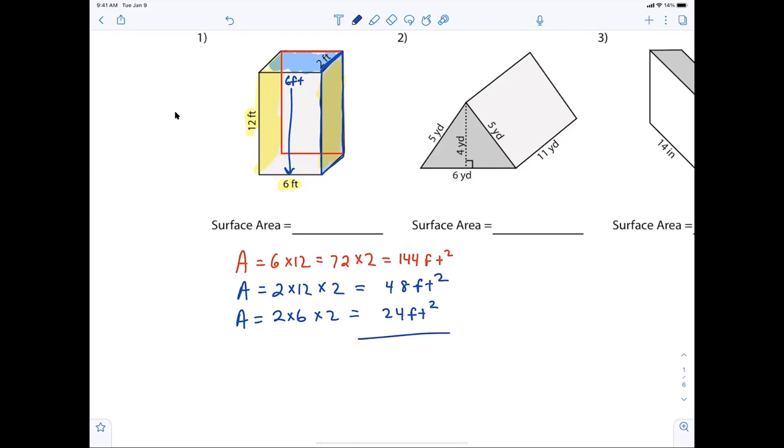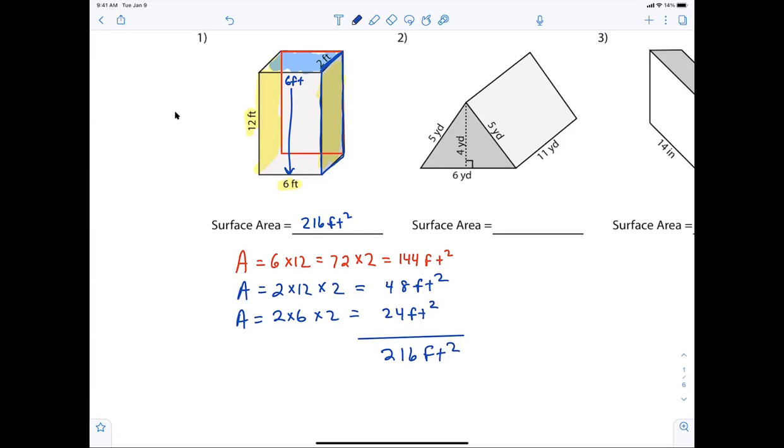So now I need the total area. Somebody add that up for me. Come on, you guys have calculators, let's go. 216 square feet. So if you were to forget a formula, you would be able to tell me I'm just adding up all the area of the surfaces. That's what I'm doing.